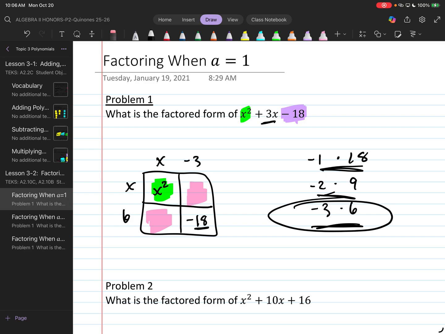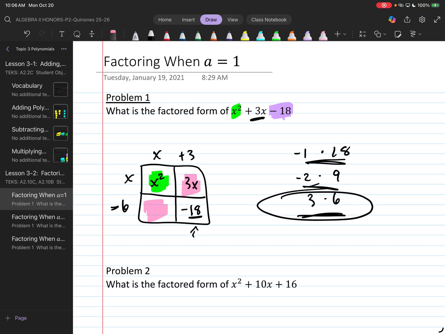Now, if you didn't know which one was the negative, what's your result have to be? It has to equal positive 3x. Let's say I was not paying attention and put it as negative 6 and this as positive 3. Well, I still end up with negative 18, correct? But I end up with 3x here and negative 6x here, which when they add up will give me negative 3x. But that's not what I'm looking for. I'm looking for positive 3x. So that's how I know that I need to switch my signs.